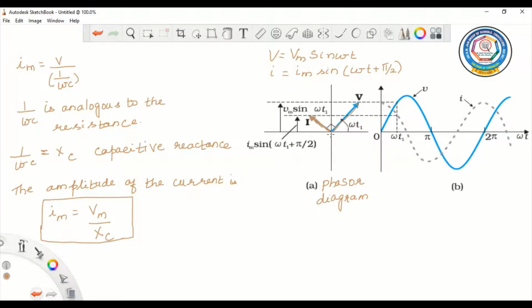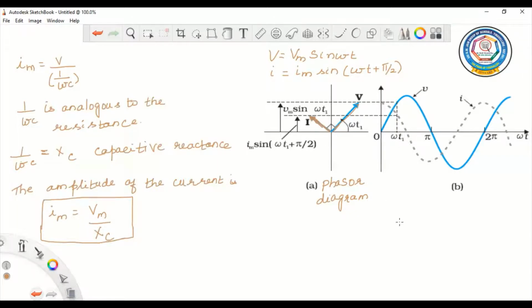So this is very, very important. I told you very clearly, children, what is the phase relationship between current and voltage in a purely capacitive circuit. Current is ahead of voltage by pi by 2, or else you can say that voltage is lagging behind the current by pi by 2. So this phasor diagram is very, very important.